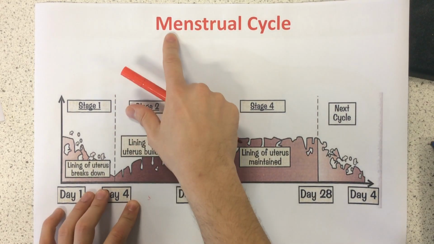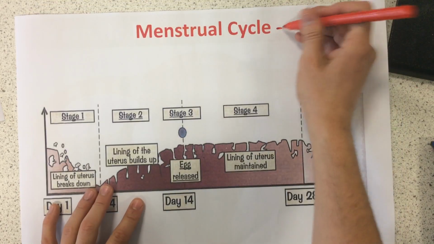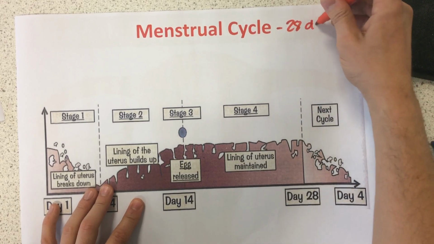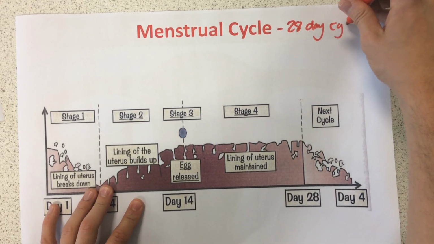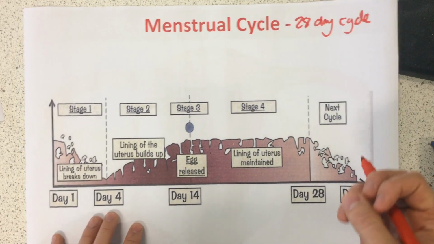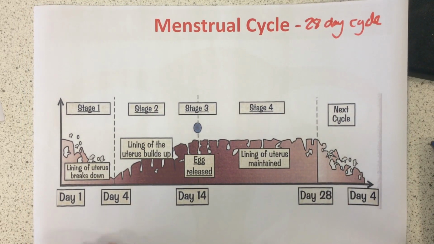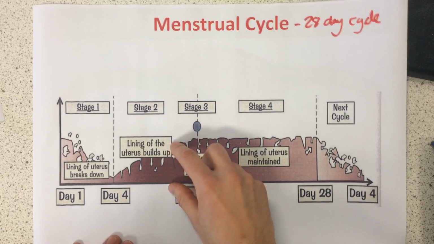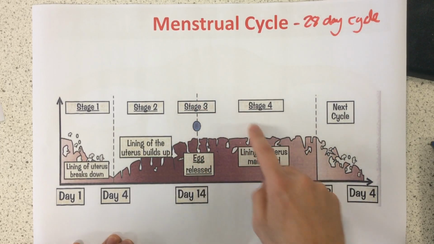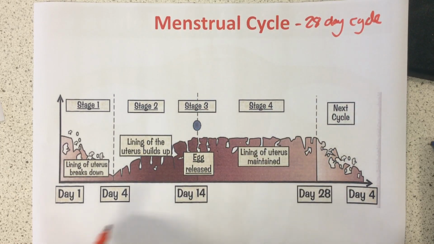Okay, today I'm going to talk to you about the menstrual cycle. The menstrual cycle is a 28-day cycle which occurs in women whereby the egg cell is released and the lining of the uterus prepares itself for the implantation of that fertilized egg cell.